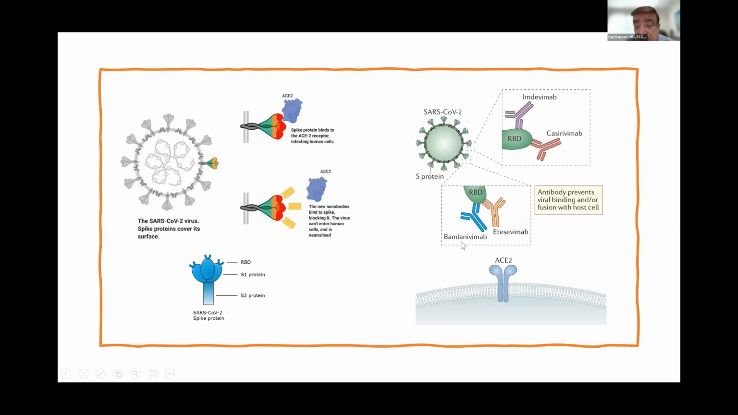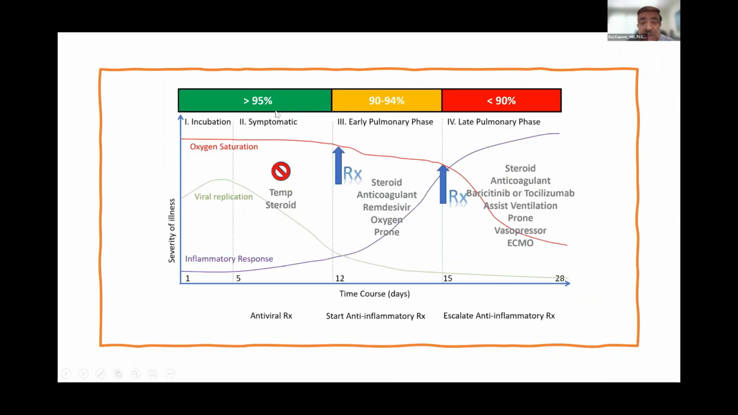Usually they were giving only one initially. Now Eli Lilly has added another monoclonal antibody. So they're using a combination of two antibodies, making it more like a broad spectrum, to prevent the entry of the variants. So this is the management strategy.